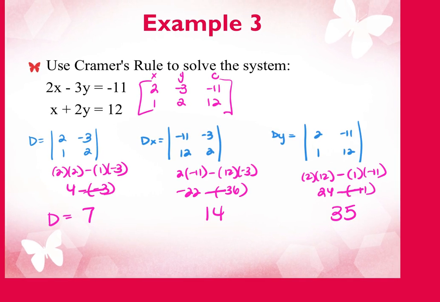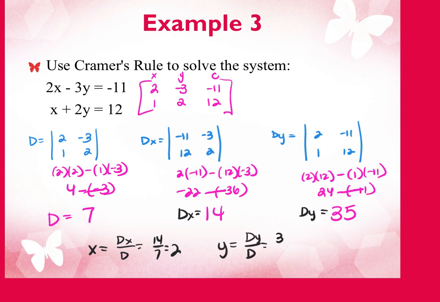And then to find x, so this is D of x, and this is D of y. To find x, we put D of x over D, 14 over 7, which is 2. And to find y, we put D of y over D, 35 over 7, which is 5. And then the solution to the system is 2, 5.